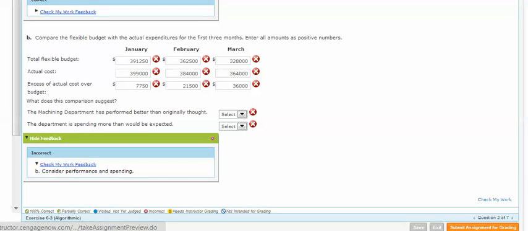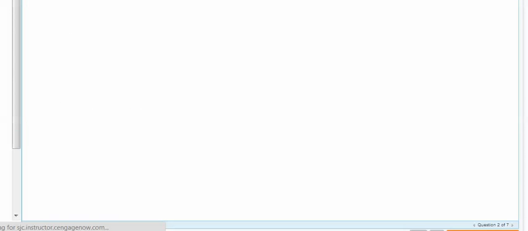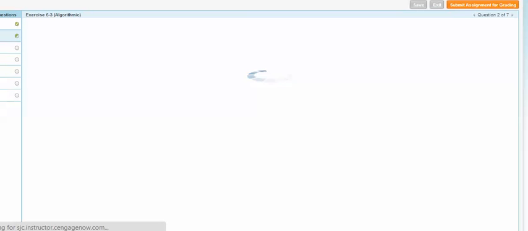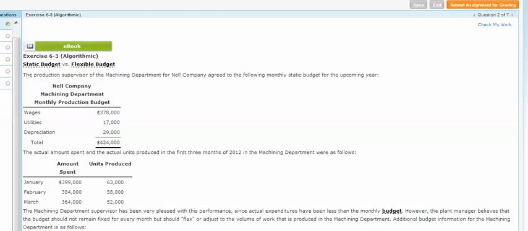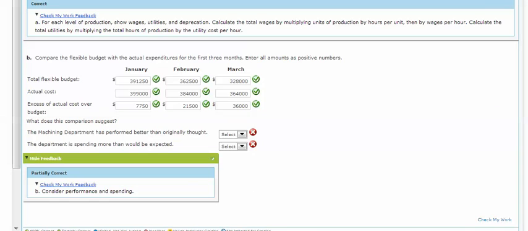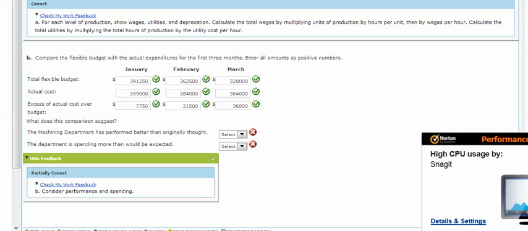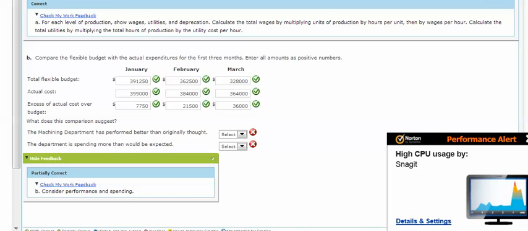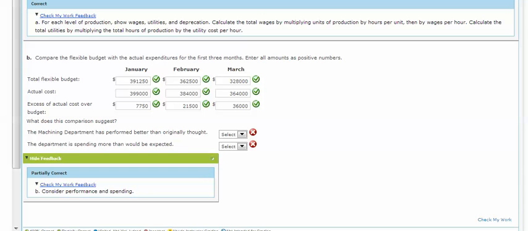And we can check our numbers. Alright, so everything's looking good so far. The machining department has performed better than originally thought. No. The department is spending more than would be expected, and that would be a yes.